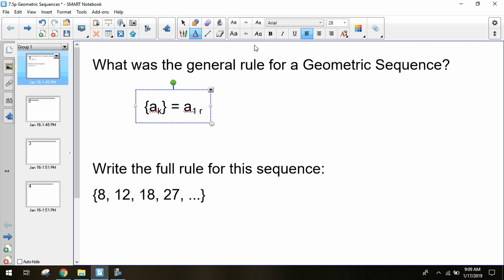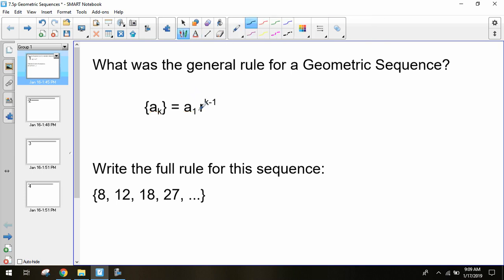R was that ratio, whatever that number was that we were always multiplying by. It could be 4, could be 18, could be 1/2, we don't know. It was that ratio that you're constantly multiplying. And this was always raised to the power of k minus 1. And k, once again, was just your term number. It's your first term, second term, third term, whatever it was, you put that number in for k. So a sub 1 times r to the k minus 1. This was our rule for our geometric sequence.